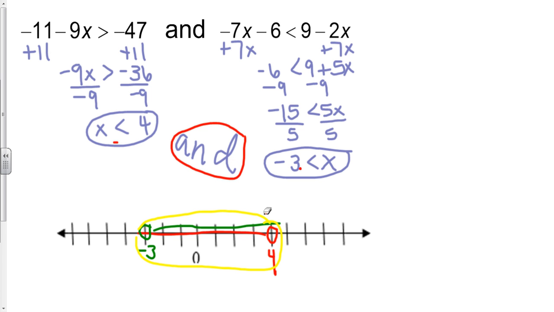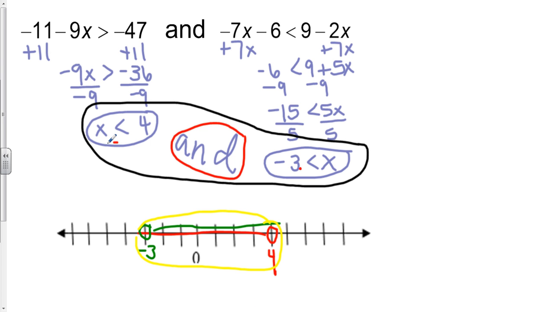A lot of times they don't even ask you to graph it, and your answer would just be this portion right here. You'll find that when you do your scavenger hunt in a little bit, this is really all they're looking for as far as an answer is concerned.